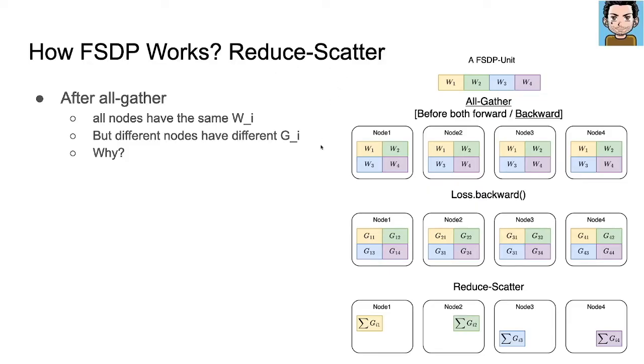Reduce scatter operation will sum the gradient from all these nodes. Then it will scatter the result on different nodes so that each node will get the part it is interested in. So node number 1 will get the summation of the gradient of weight number 1 from all nodes, and node number 2 will get the summation of the gradient for the second weight, and so on.